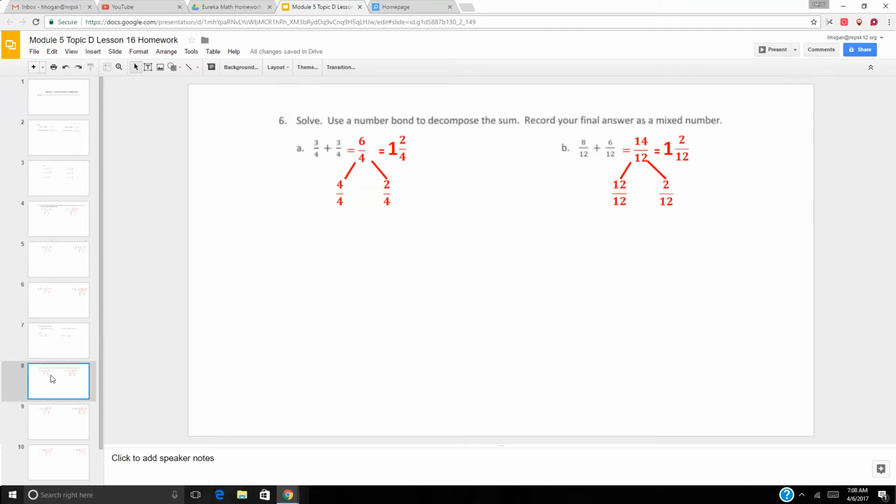And here we go with the number bonds. 3 fourths plus 3 fourths is 6 fourths. So we have 4 fourths to make the whole. 4, 5, 6, 2 fourths, 1 and 2 fourths. 8 twelfths plus 6 twelfths. Well, 8 plus 6 is 14, so 14 twelfths. We make our whole, which is 12 twelfths. 12, 13, 14, that's 2 twelfths. 1 and 2 twelfths.